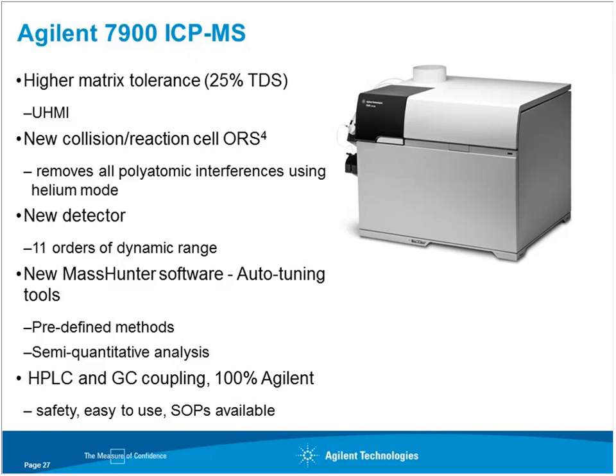There's also a new detector as well. This detector offers 11 orders of dynamic range. And in the new MassHunter software, there's some auto-tuning tools, predefined methods, semi-quant analysis, and HPLC, even GC coupling is now 100% Agilent. So safety, easy to use. There's also SOPs available.